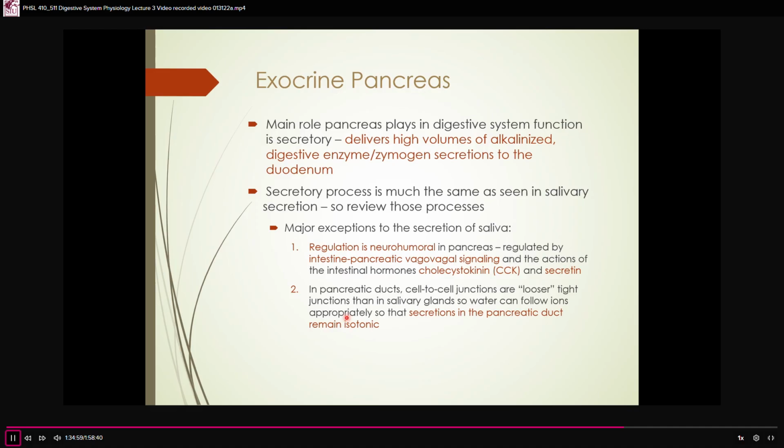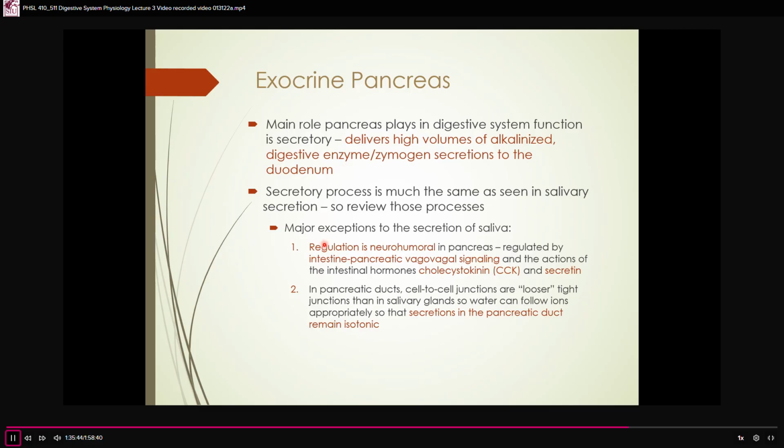And so what is the main job of the exocrine pancreas relative to digestive system function? This is it: to deliver a high volume, highly alkalinized fluid, very rich in digestive enzymes or enzyme precursor zymogens into the duodenum. That's its big job. If you go back, like I said, the secretory process is very similar to what we saw in the salivary glands. So go back and review your lecture notes on salivary secretions to remind yourself how that process occurred. In the exocrine pancreas, it's going to occur almost identically with a couple of major exceptions.